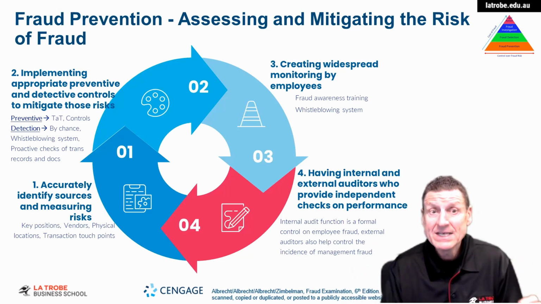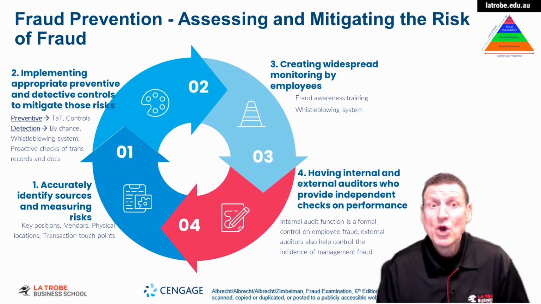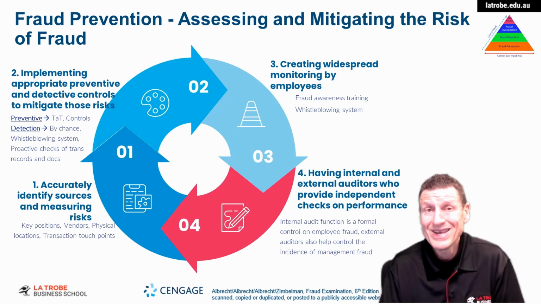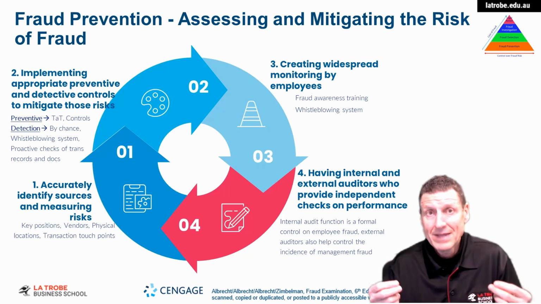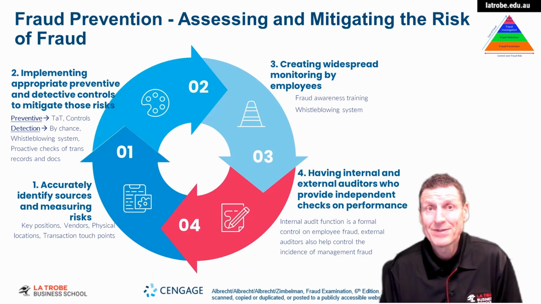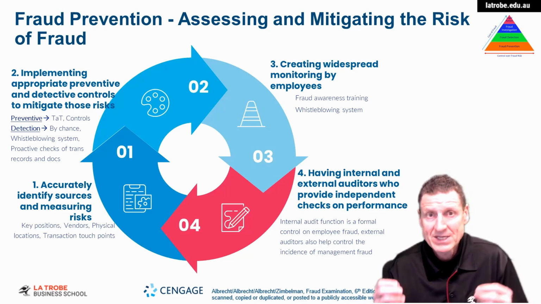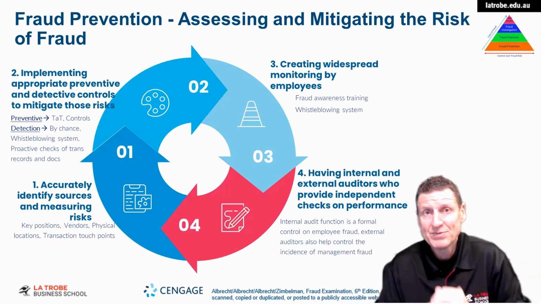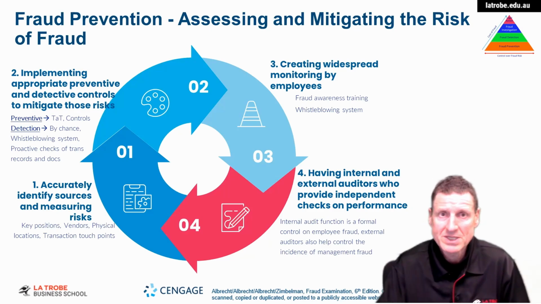Number 4, having internal and external auditors who provide independent checks on performance. The internal auditors checking on employee fraud risk, employee asset misappropriation fraud. Then you have external auditors, by and large, focusing on management fraud, specifically associated with earnings management and things like that. Of course, they're going to look at other aspects of fraud, but external auditors are more likely to be independent to capture misdoings by the top management compared to internal auditors.